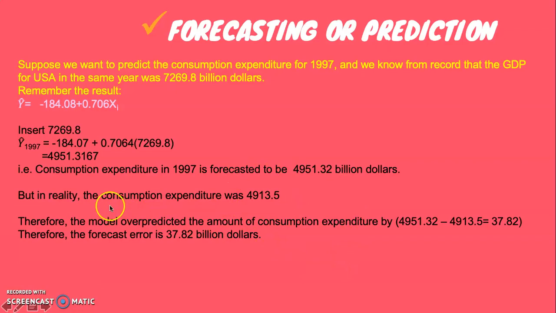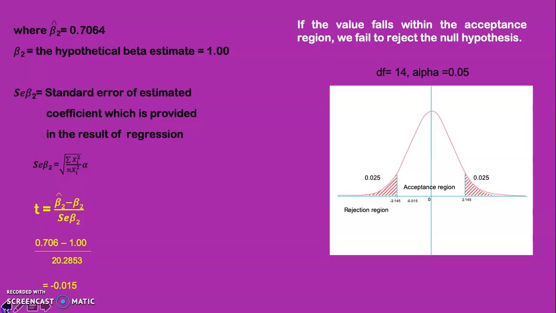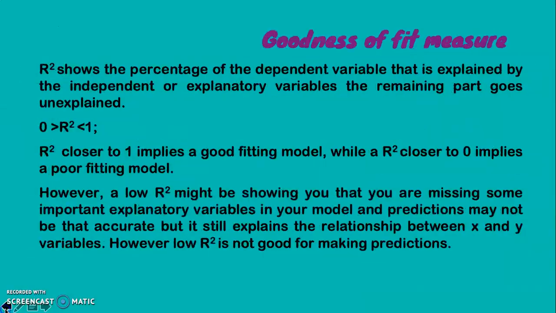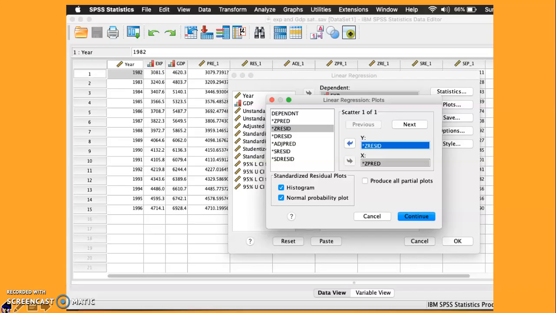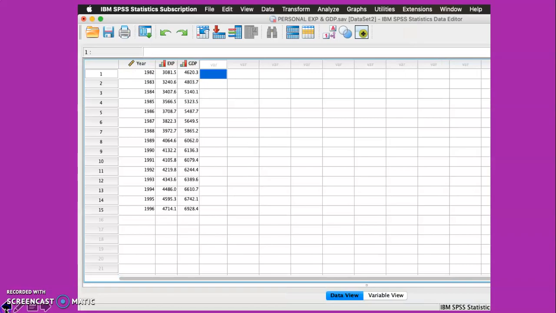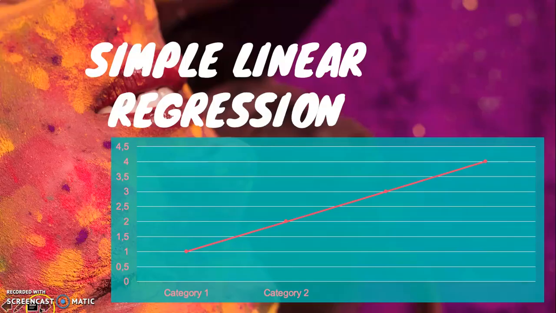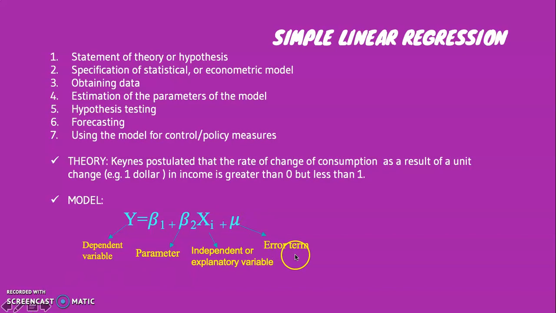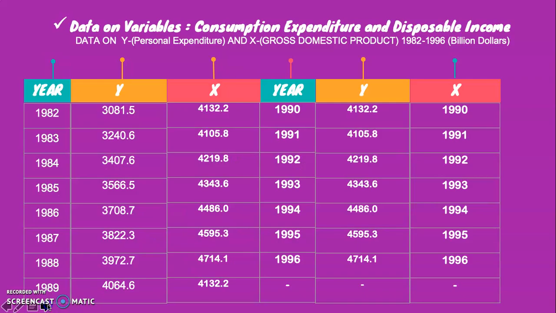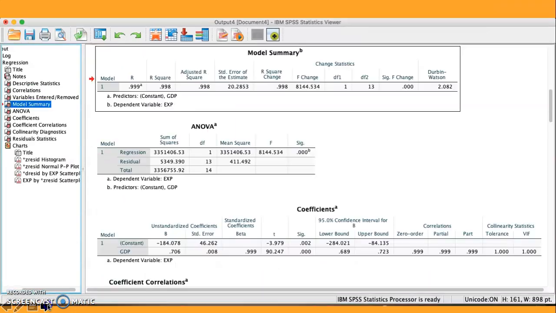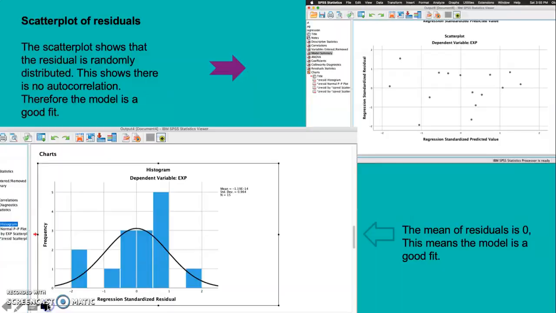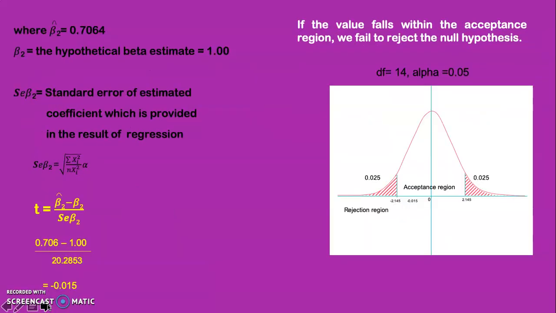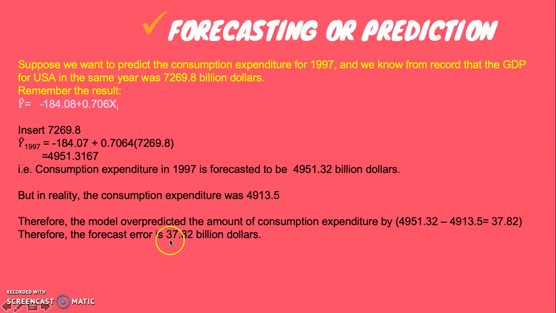Therefore, the error term that I mentioned when we specified the model, that is the Greek symbol that is shown in the model right here, for the year 1997 is the difference between the forecast and the real value of consumption expenditure. The error term is $32.82 billion. It is also referred to as the residual.